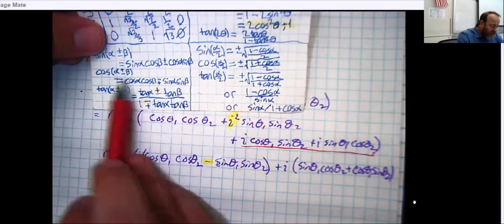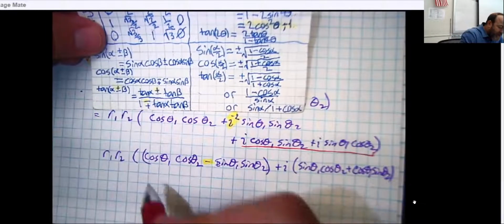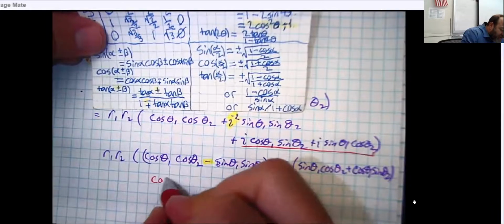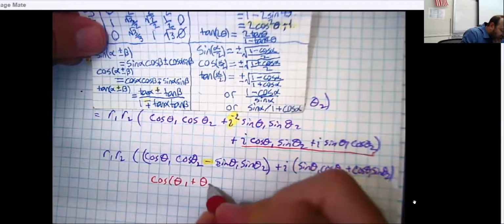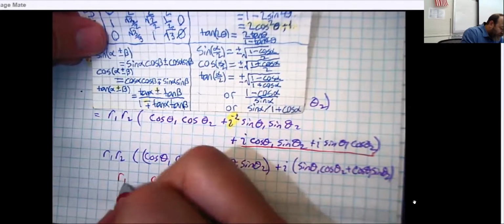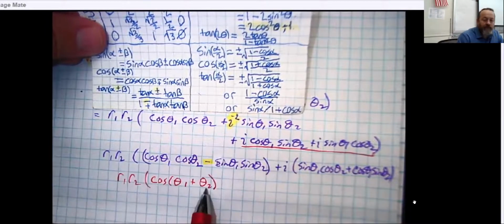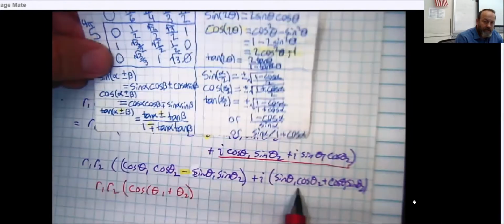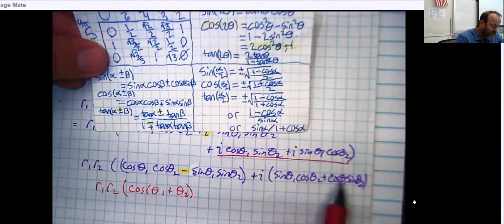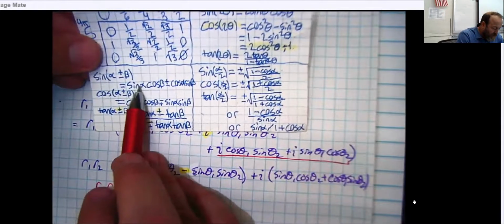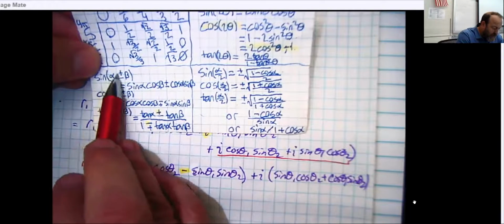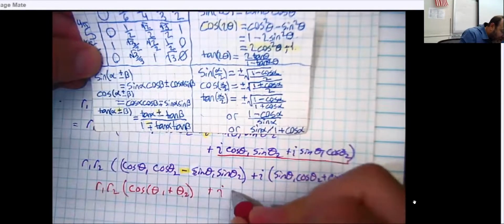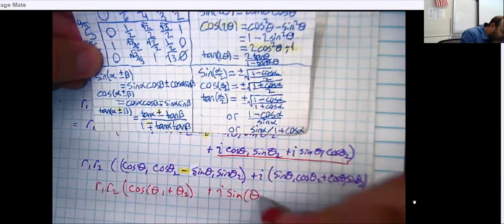That's what happens when you add two things together. So this is cosine theta 1 plus theta 2. R1, R2, cosine theta 1 plus theta 2. Now, if you look over here, you see a sine cosine plus a cosine sine, which is right here. Sine cosine plus a cosine sine. That's what happens when you add two things. So in this case, we have the following.